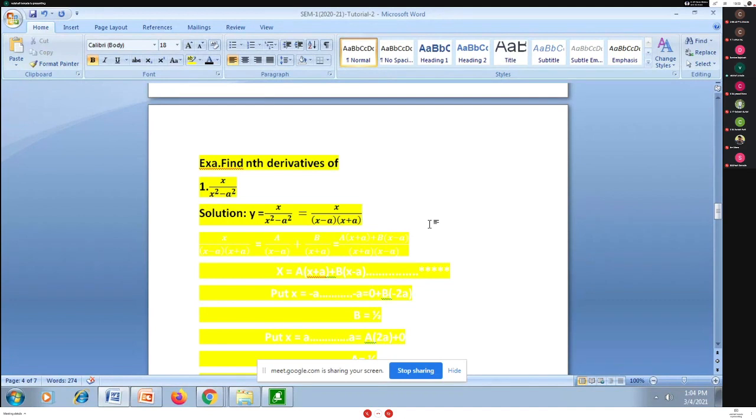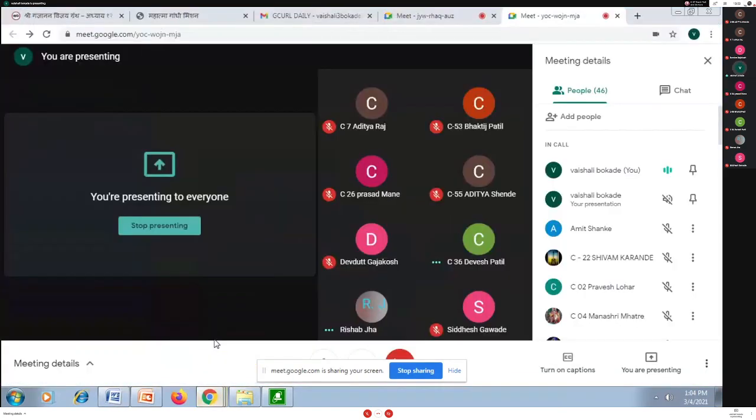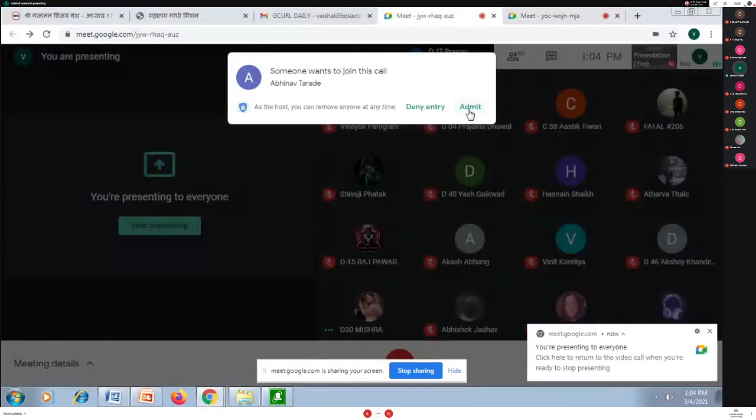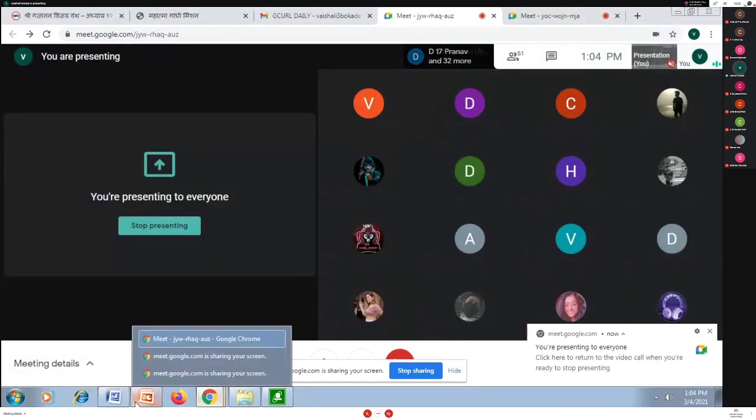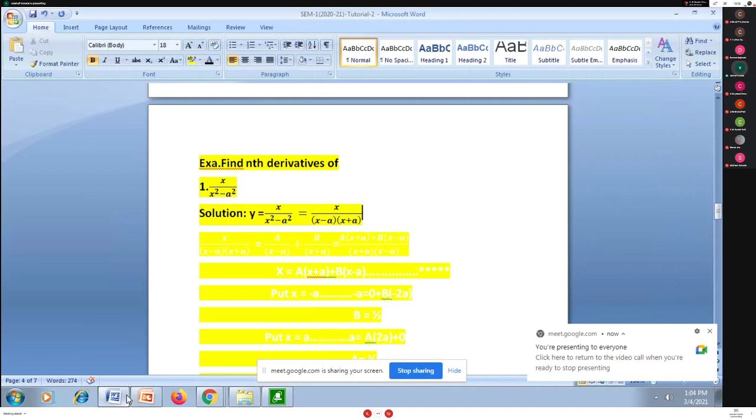Yes, denominator I'm having a polynomial x square minus a square. So what is the degree of denominator? 2. Denominator is having degree 2. So from this I can get to know that the degree of numerator is 1 and the degree of denominator is 2.